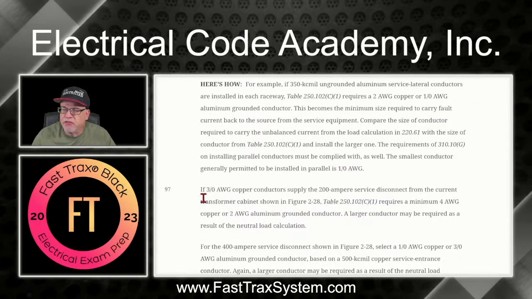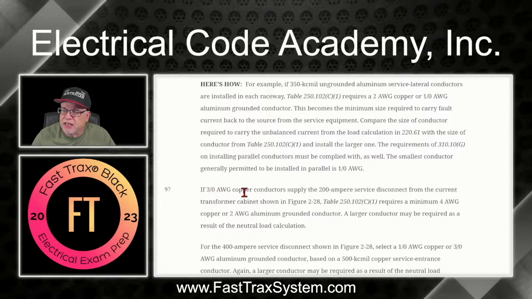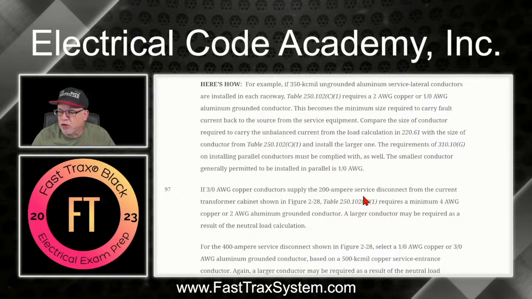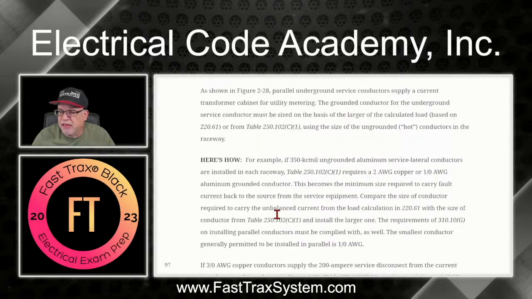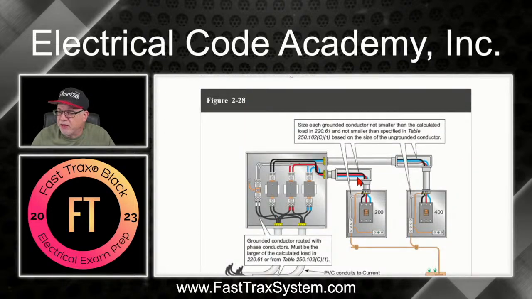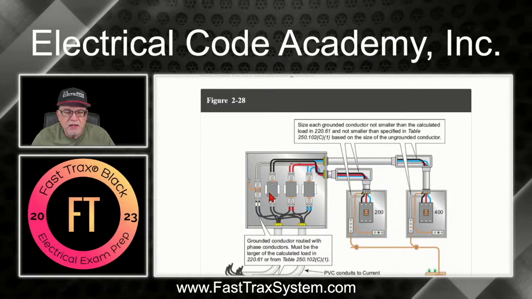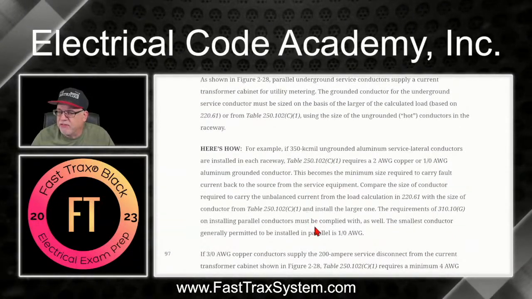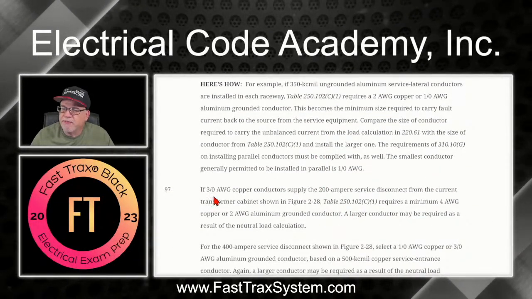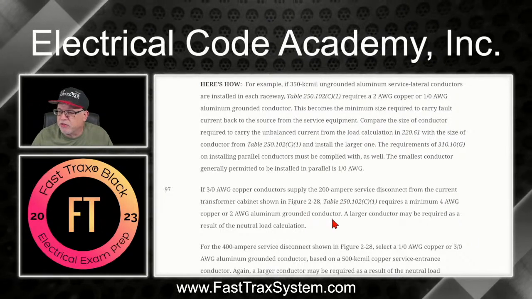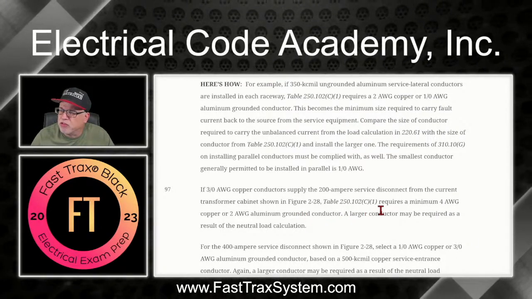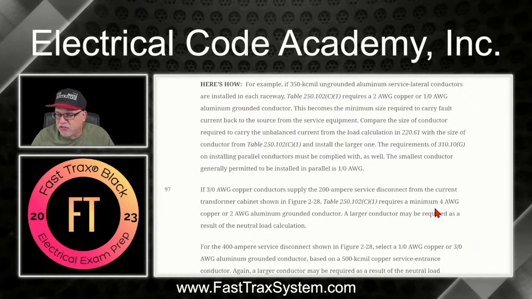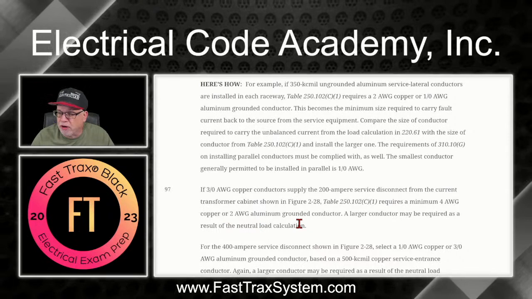Now, let's look at something else. What if we have a 3/0 copper conductor supplying the 200 amp service disconnect from the current transformer? And that is this here. So let's say we're doing this one right here. So we've done this, and now we're coming up here. These are not in parallel, by the way, on that side of it. So here's what it says. If a 3/0 copper conductor is supplying the 200 ampere service disconnect from the current transformer cabinet shown in figure 2-28, which we just looked at, Table 250.102(C)(1) requires a minimum of 4 AWG copper or a 2 AWG aluminum grounded conductor.